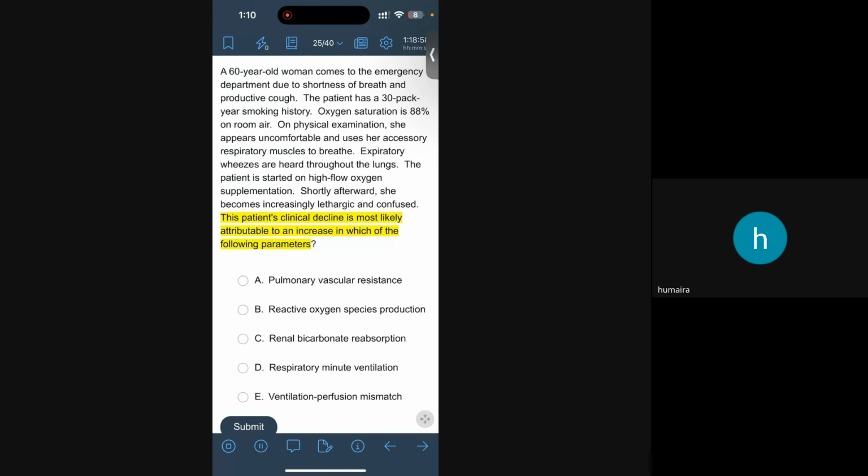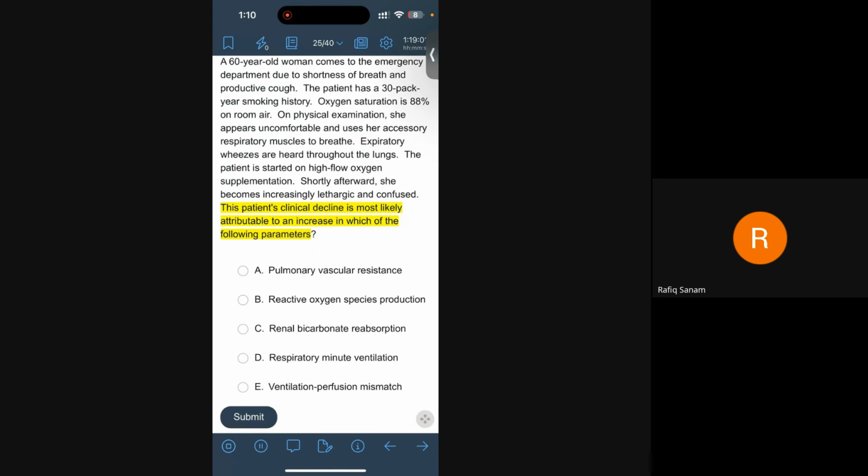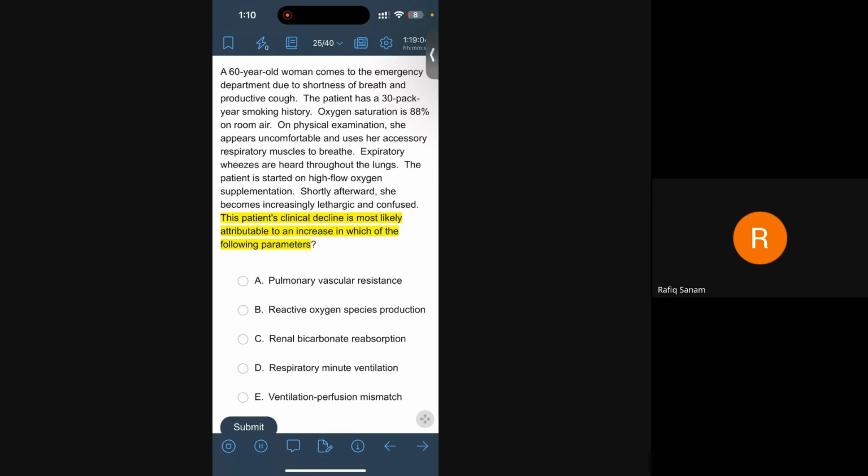Expiratory wheezes are heard in which disease? COPD. So the patient right now has an acute exacerbation of COPD. In Step 2 CK, when you learn the management of acute exacerbation of COPD, there is a concept that when you give oxygen to the patient, you keep the oxygen saturation only up to 92%. Like in this patient, the oxygen is 88%. When you start the oxygen, you keep the saturation only up to 92%. And there's a reason for that.